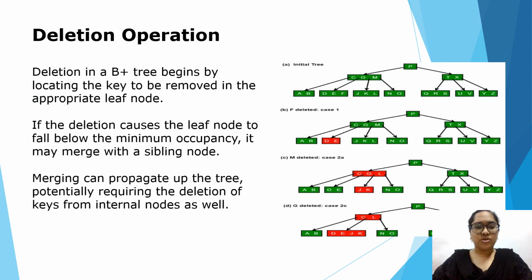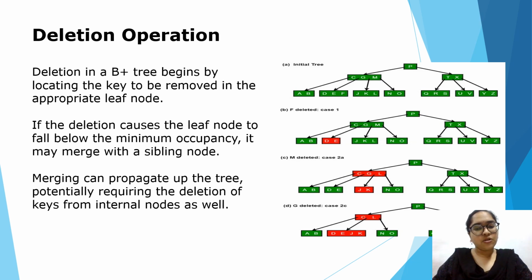Next we have the deletion operation. So deletion in B plus trees begins by locating the key to be removed in the appropriate leaf node. As I mentioned, it is a very important point that all the data must be stored in the leaf node itself. So the deletion will also be performed in the leaf node only. So let us look at what the deletion operation is.